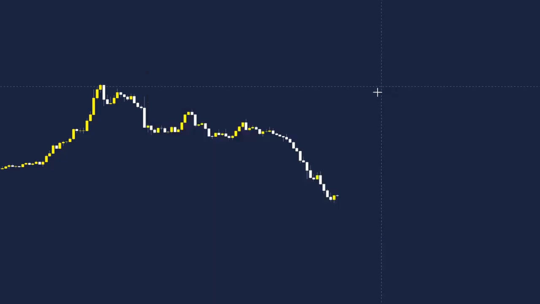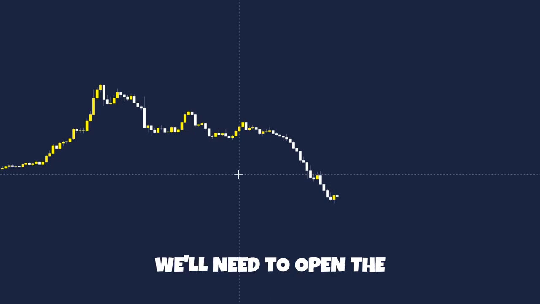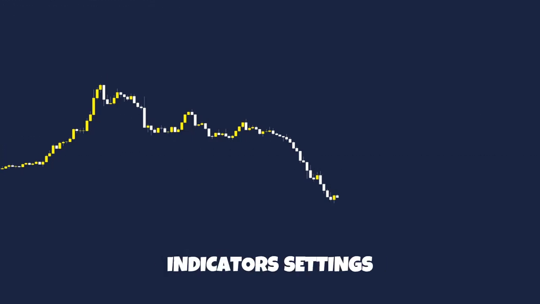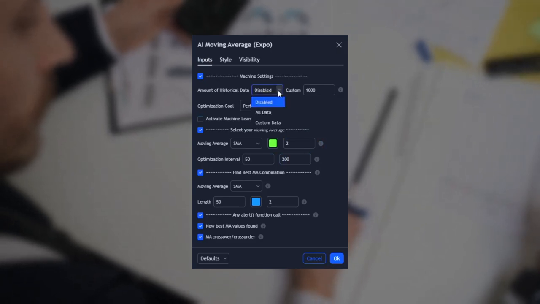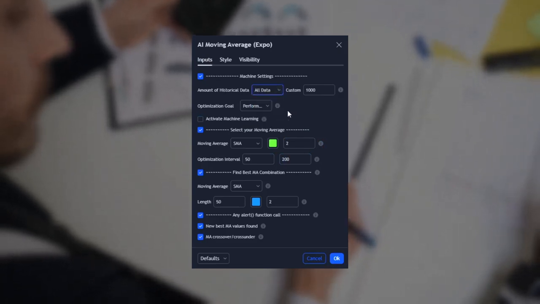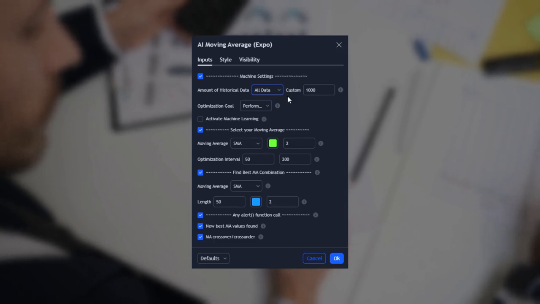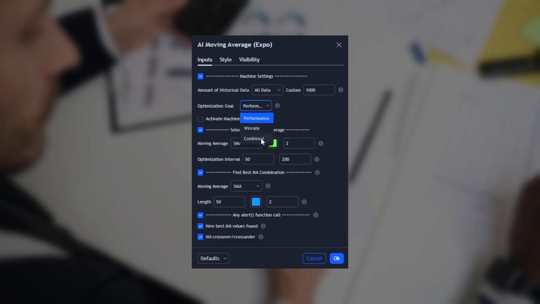When we open our chart, you'll notice there isn't anything appearing on the actual chart. So to change this, we'll need to open the indicator settings. Go to the inputs tab and let's change the amount of the historical data from disabled to all data. This will allow us to see the AI data on the chart, and let's change the optimization goal to combined.